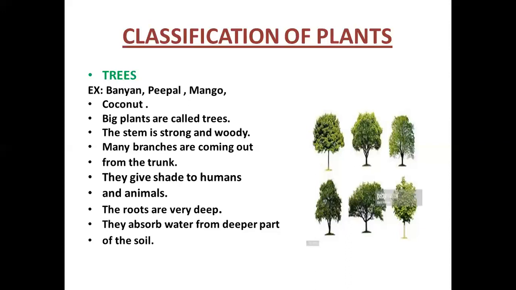And once again, if you observe the features of trees, big plants are called trees. The stem is strong and woody. Many branches are coming out from the trunk. They give shade to humans and animals. The roots of the tree are very deep. They absorb water from the deeper part of the soil. And also, trees live for several years, and they are very useful to the humans and animals.